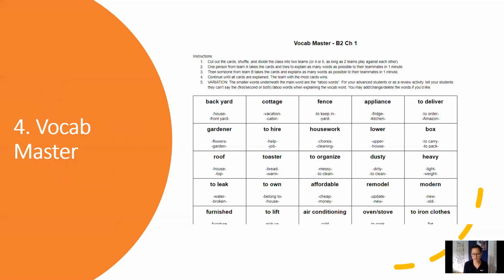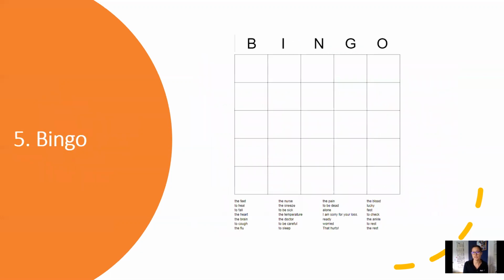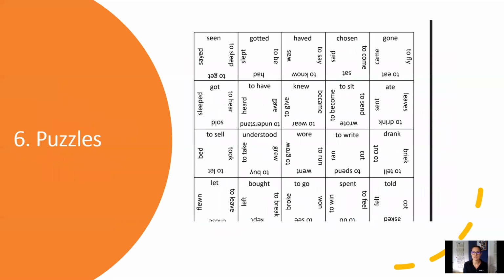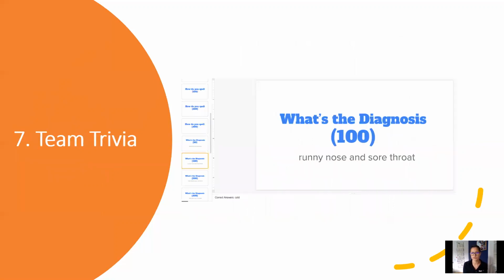One is called Vocab Master, where they have to describe vocab words to their teams without using extra words. Then there's Bingo. It can be with given words that they have to fill into the grid, or you just give them a category and they have to fill in their own bingo grids. Then there are puzzles where it could be matching pictures with words. In this case, we have an activity where students have to match the right infinitive with the simple past version.